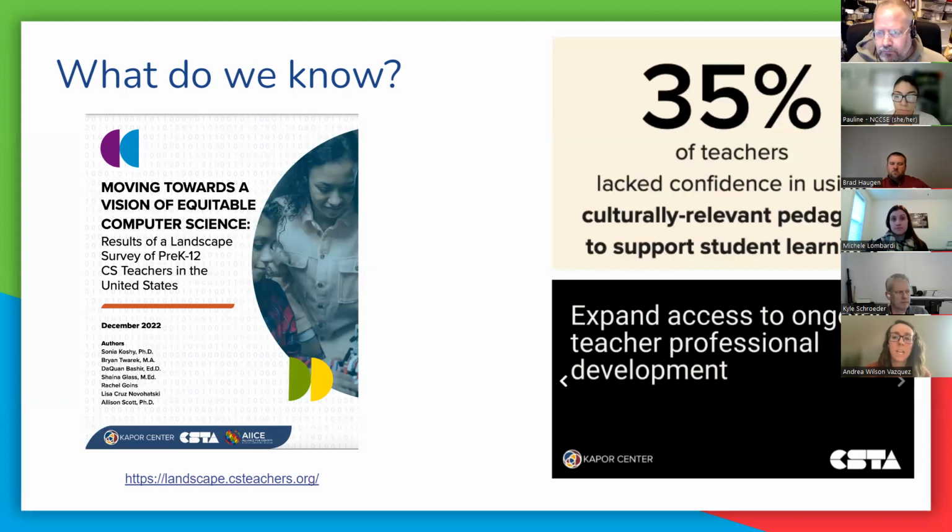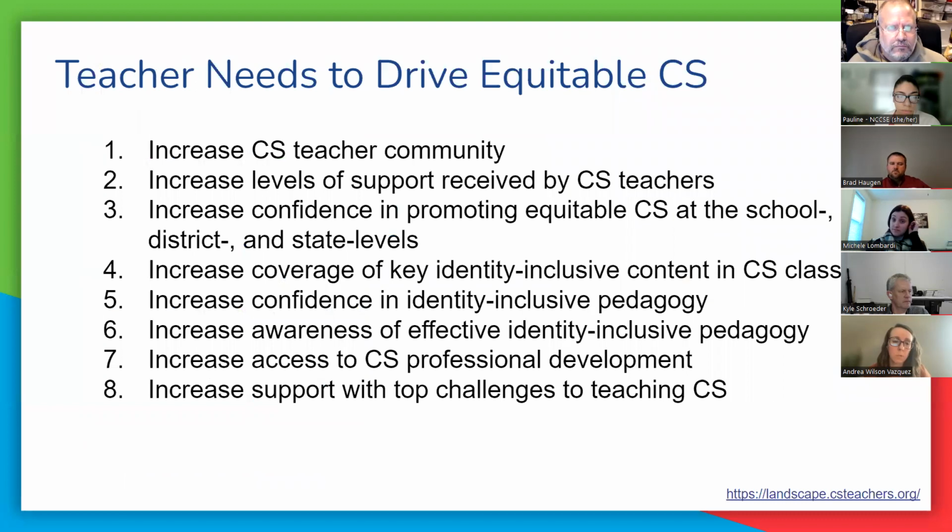And I have one more results slide that I want to share with you that came out of that report. And this one was really interesting to me. So teachers, again, were asked, what do you feel would be needed in order to help drive equitable computer science ed? And they identified a lot of things that they wanted to see increased. So they wanted more teacher community for computer science teachers. They wanted increased levels of support received by teachers, so thinking about from your administrators, from other teachers, from counselors. They wanted to increase confidence in being able to promote equitable CS at different levels: school, district, and state.